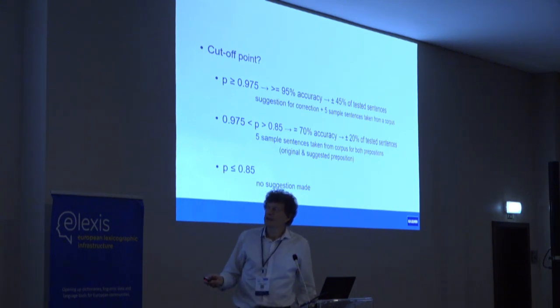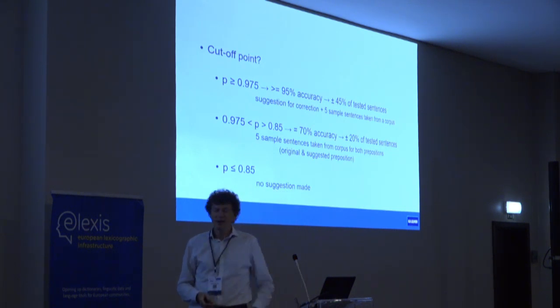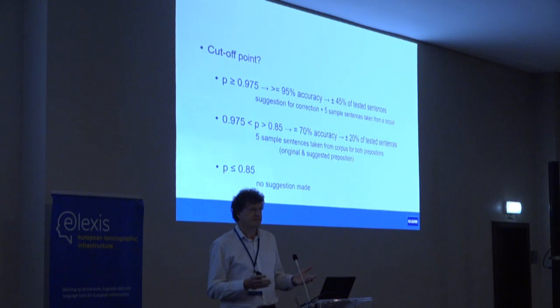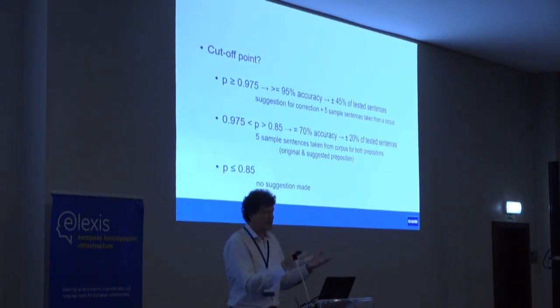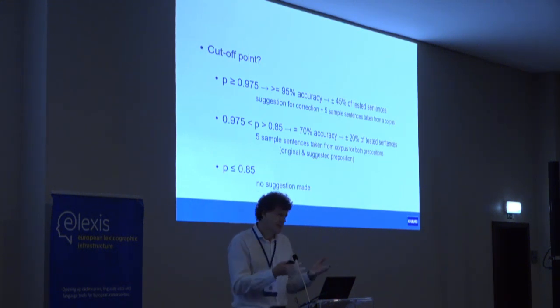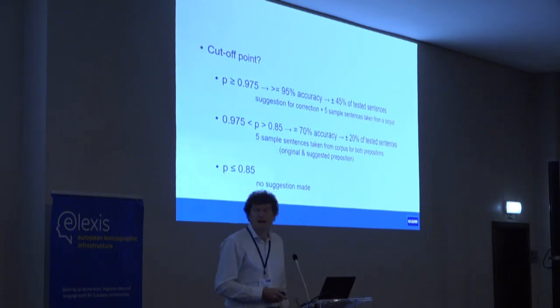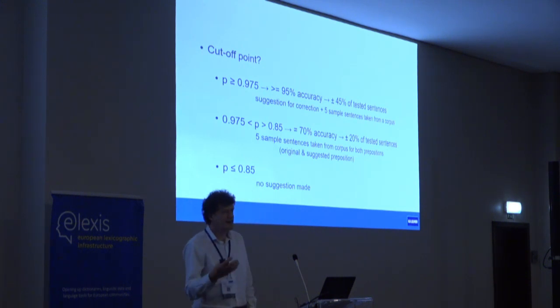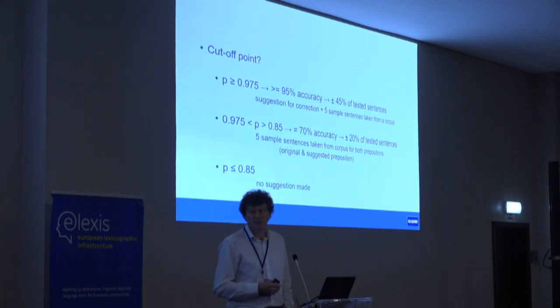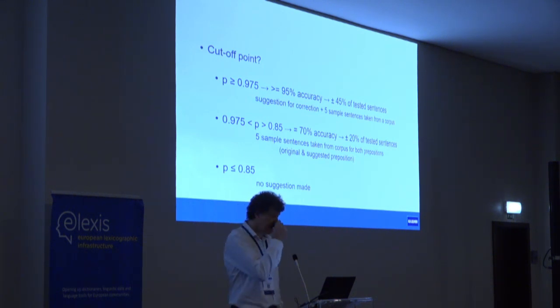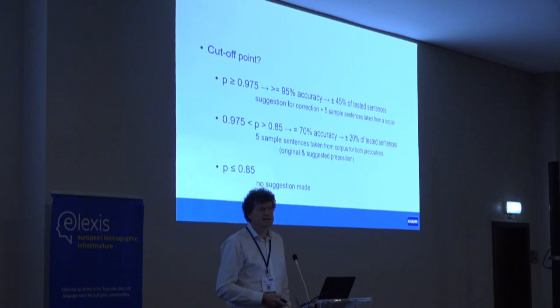If we reach a probability that's less than 0.975, but it's still higher than 0.85, we have something like 70% of accuracy. And in this case, we could give both options to the user, saying, well, we found something else, we can give some examples, and then it's up to the user to see if he has to change his preposition or not. This is not a perfect system. We are still working and trying to make the results better, and we hope, for instance, with adding n-grams that we can reach something better. But that's what we are trying to do to see if we can still make our writing assistants better.